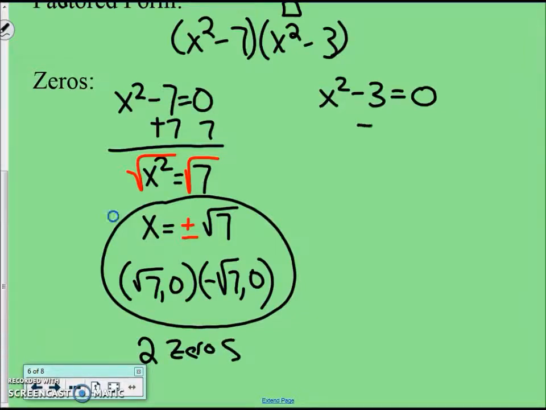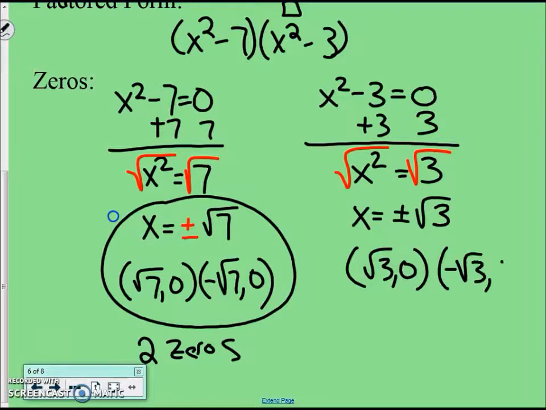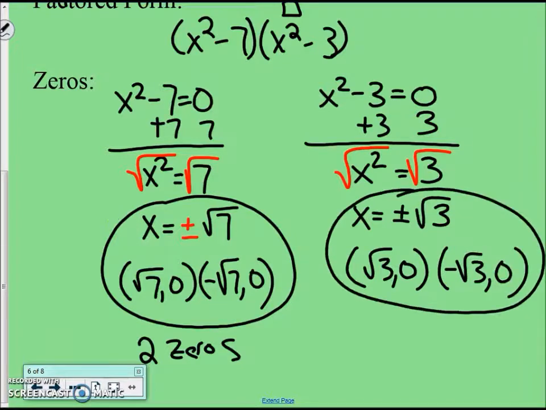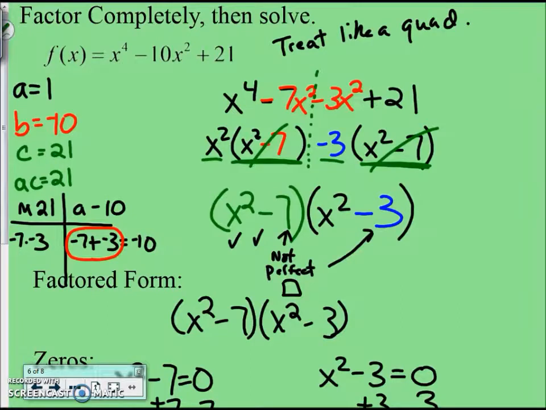Taking this side now, we add 3 to both sides. I get x squared is equal to 3. Same process here, take the square root of both sides. We get x is equal to plus or minus the square root of 3. And so our zeros would be the square root of 3 comma 0, or negative radical 3 comma 0. That gives us 2 more zeros, which is a total of 4 zeros, which coincidentally is what we have here. With x to the 4th, we would anticipate 4 zeros.